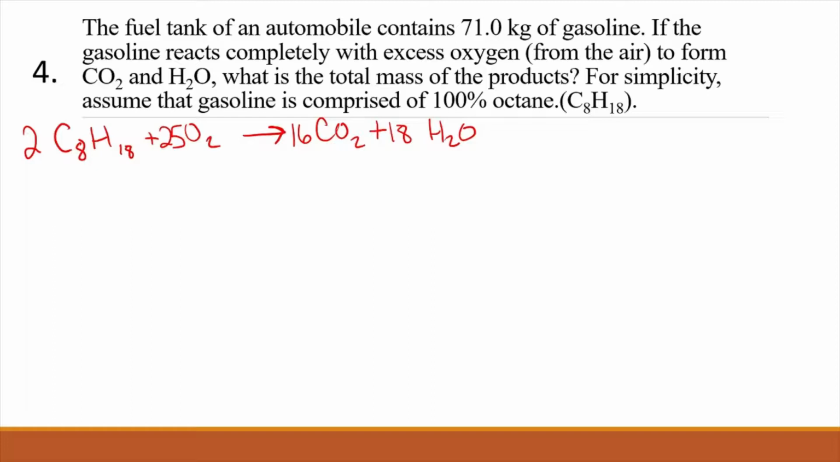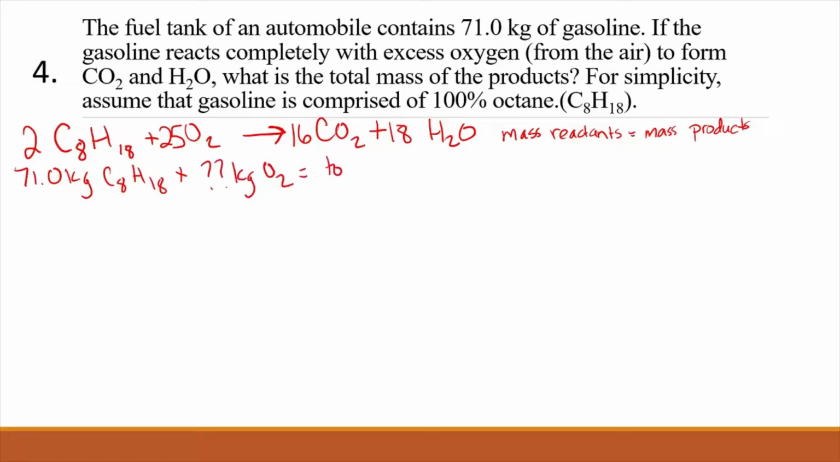But one thing that we do know, conservation of mass, is that the mass of our reactants is equal to that of the products. So we can just calculate the total mass of our reactants, and that'll tell us the total mass of our products. So we already know how much octane we have. So let's just write this out. So we know that we have 71.0 kilograms of C8H18, but we don't know how many kilograms of oxygen to give us our total.